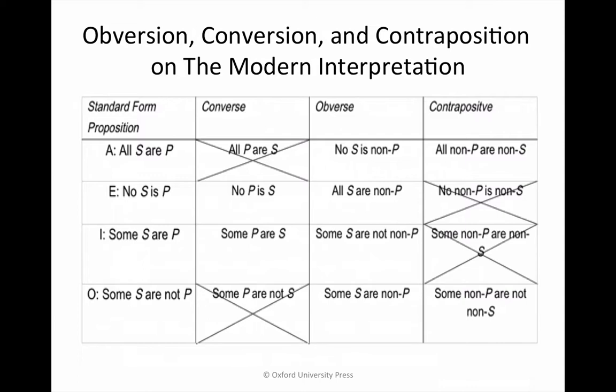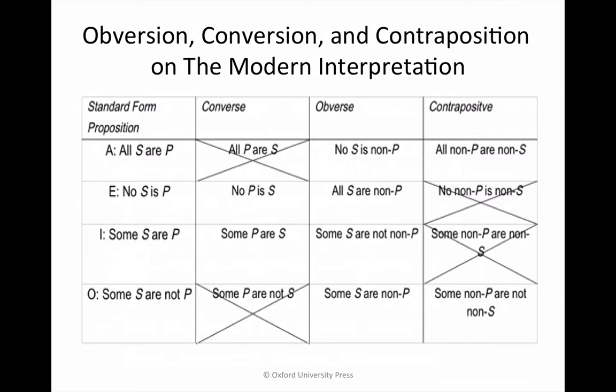Understand what is going on with the validity or invalidity of a given inference. So we've got conversion and contraposition on the two ends, and you'll notice that the A and the O are not valid for conversion. You can tell that not only by what you already know, but by the X through the relevant boxes. And then the contrapositive is not valid for E and I. Again, you can tell that by the X's through the relevant boxes. Obversion, on the other hand, is valid for all four claim types.